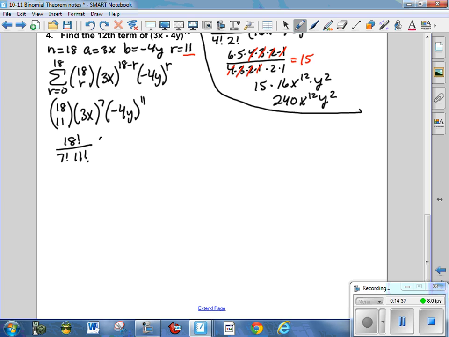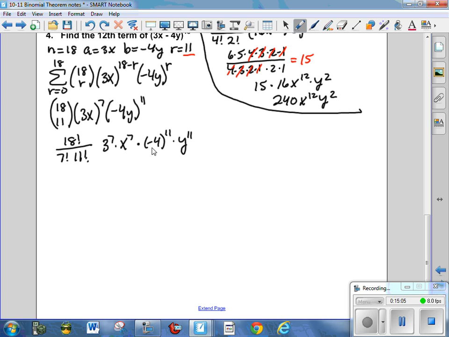3x to the 7th. So that's going to be 3 to the 7th times x to the 7th times negative 4y to the 11th. Notice that's going to be negative 4 to the 11th, y to the 11th. So my coefficient is going to consist of this big number here times 3 to the 7th times negative 4 to the 11th. It is going to be an extremely large number.